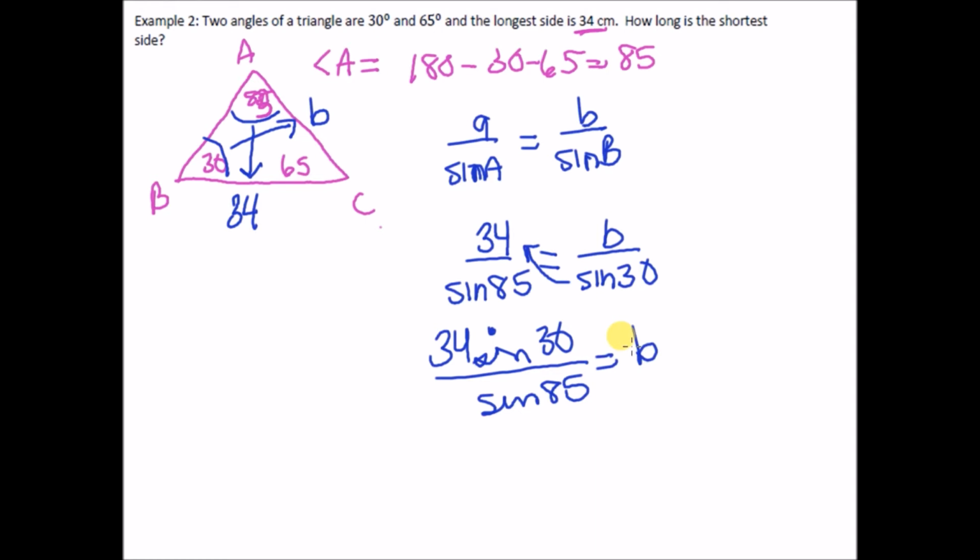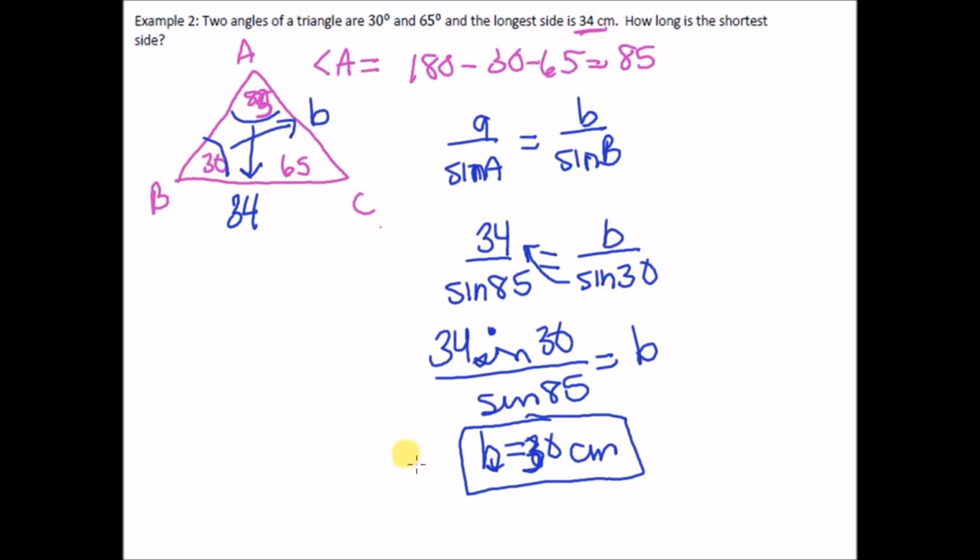This one's easy. We can just put into our calculator 34 sine 30 divided by sine 85. I get 29.557. Let's just round it to 30. Okay, B equals 30. Now, is this reasonable? And let's call this 30 centimeters. Is 30 centimeters reasonable? Well, 34 is opposite 85, 30 opposite 30.